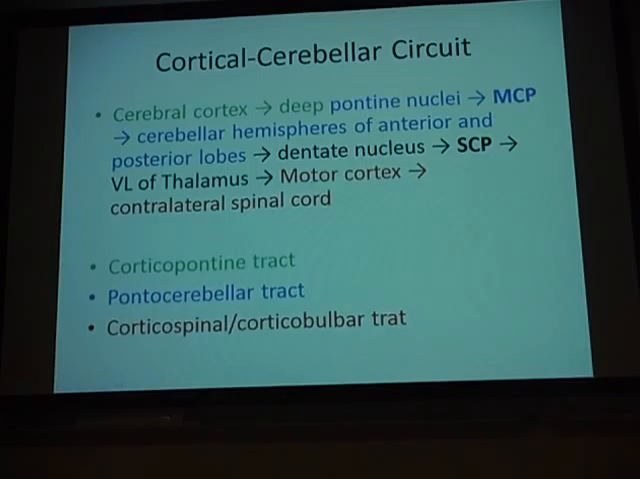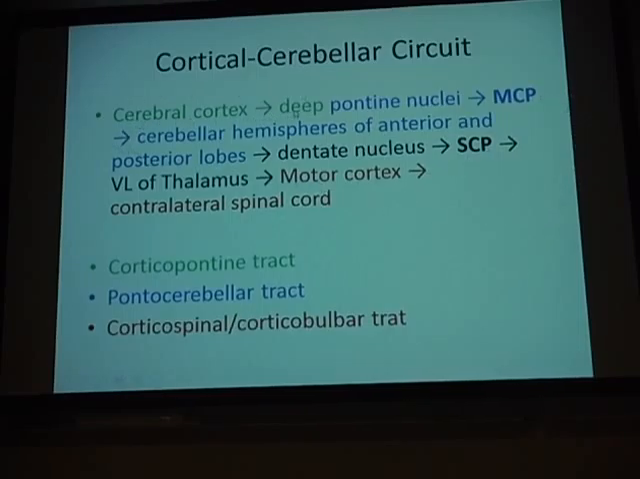So its projections back are primarily to the motor cortices, areas 4 and 6, which will then send that new plan, that refined plan, down to the contralateral spinal cord, to the ventral horns and the lower motor neurons. So this is the loop, okay?